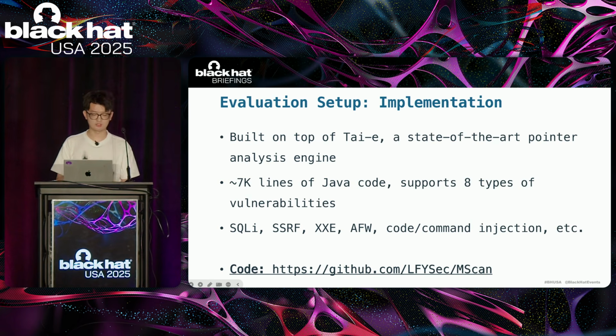MScan is built on Tai-e, a SOTA pointer analysis engine. We wrote about 7,000 lines of Java code and made MScan support detection of eight different vulnerability types, like SQL injection, SSRF, and code injection. This strong foundation gives us reliable and comprehensive detection across real-world microservice apps. With this setup in place, we were ready to test MScan on challenging large-scale applications. You can find the code on GitHub.